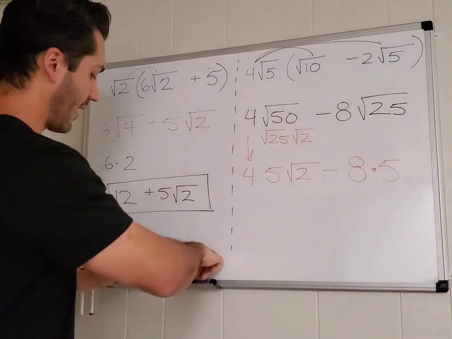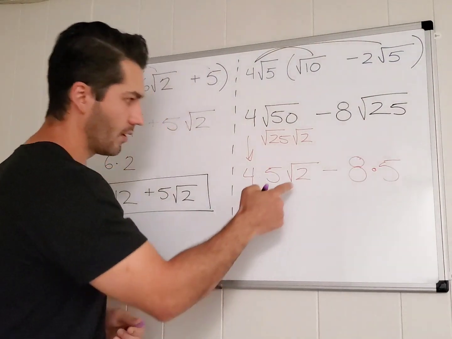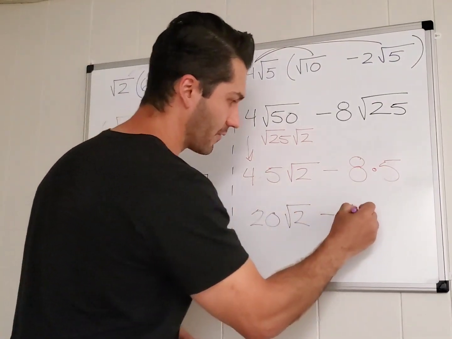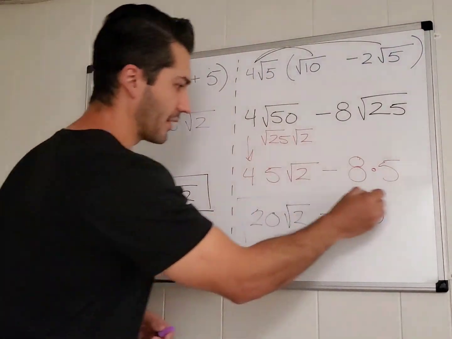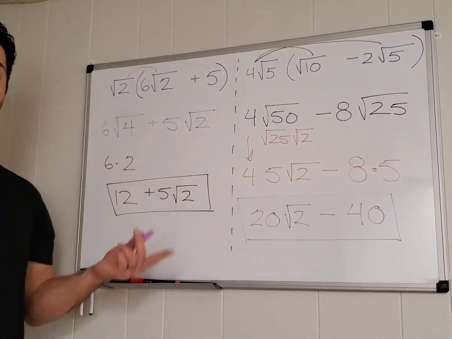I'm actually going to write my final answer now. I have a 4 times 5. That's 20 radical 2 minus 8 times 5 is 40. And you're done. Okay? I'm going to box my answer. This problem is done. Now, these would be considered a little trickier.